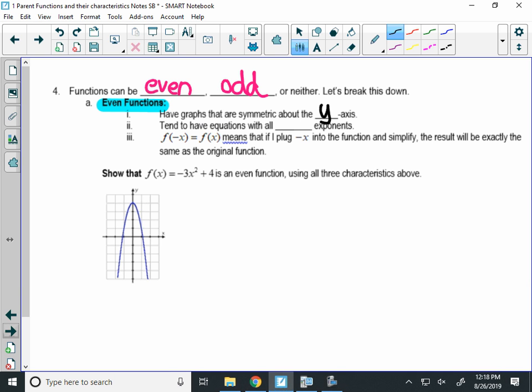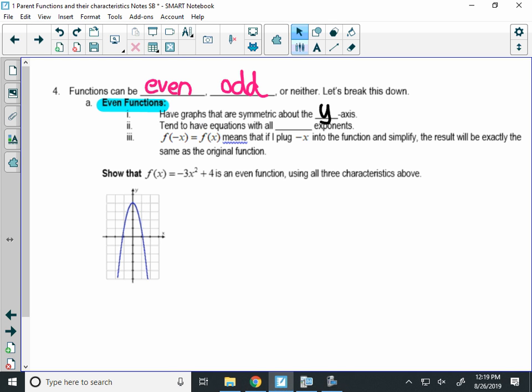So if I look at this picture, I'll flip back and forth between the rules and the function. If I look at this picture, I see that this parabola reflects over that y-axis. It's symmetric. So that's why that one's an even graph for the picture. Now, even functions also tend to have equations with all even exponents.